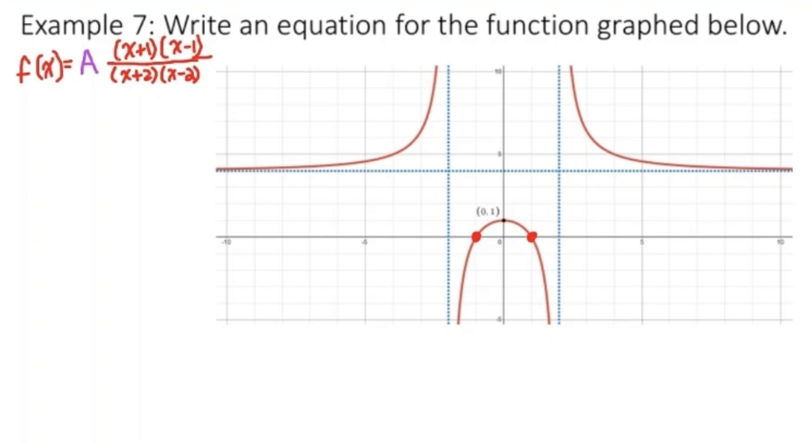Our numerator is degree 2, our denominator is degree 2. Everything is checking out so far. But how do we figure out the value of a? The only thing we haven't used yet is the fact that our graph has to pass through the point (0, 1).